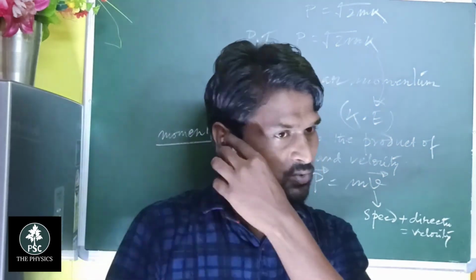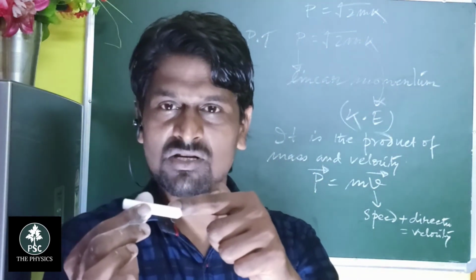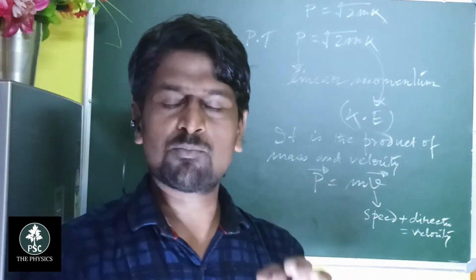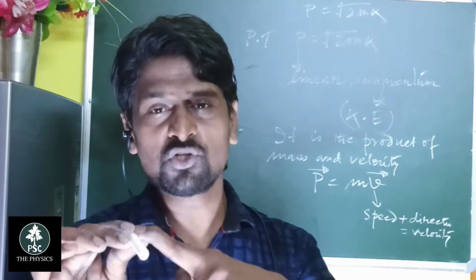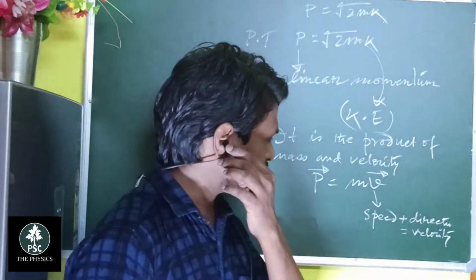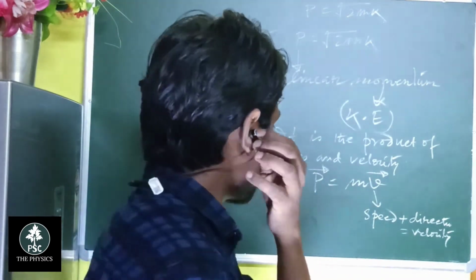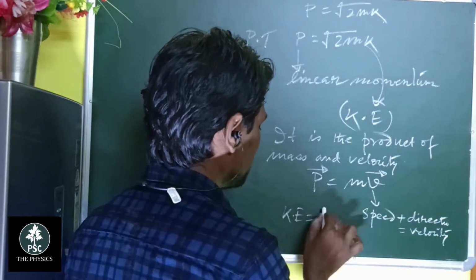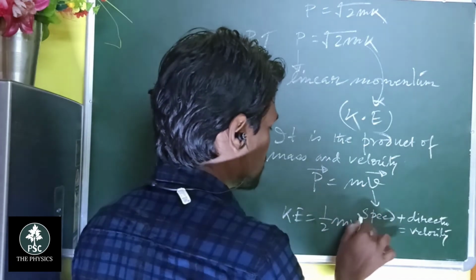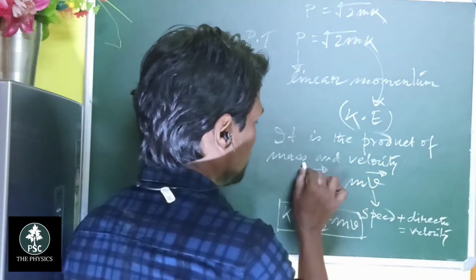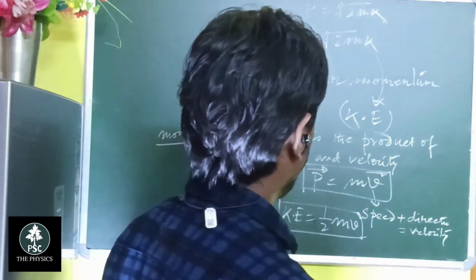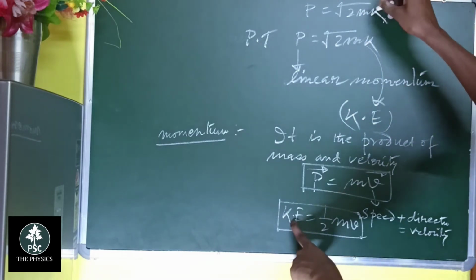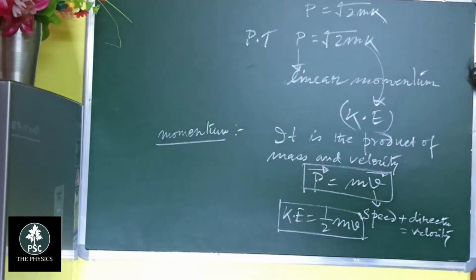So what is momentum, students? Suppose this is a chalk and it is at rest. So there is no momentum. If I throw along this direction, then it possesses some energy because it is in motion. So momentum is the product of mass and velocity, and the second one is kinetic energy. This is equal to half mv square. So you have to relate the two physical quantities, that is momentum as well as kinetic energy. It takes the form P equal to root over of 2mK.